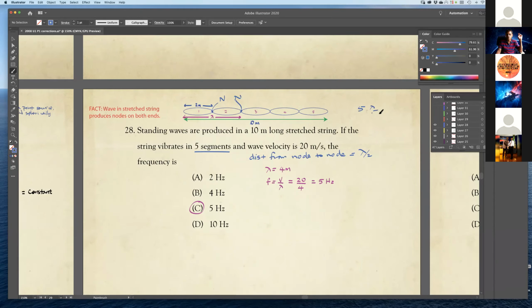lambda over 2s, and that is equal to 10 meters. When you run the math, you would get that lambda is equal to 4 meters, which is what I have here. And if lambda is 4 meters, F is V over lambda, they gave us the velocity is 20, and therefore we get the answer. Questions?